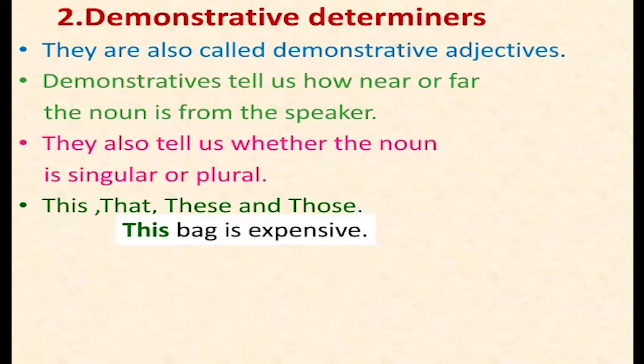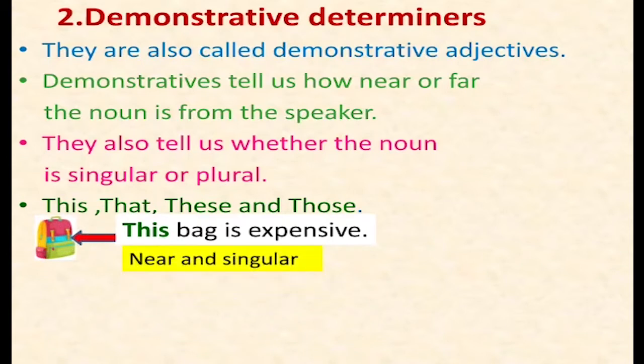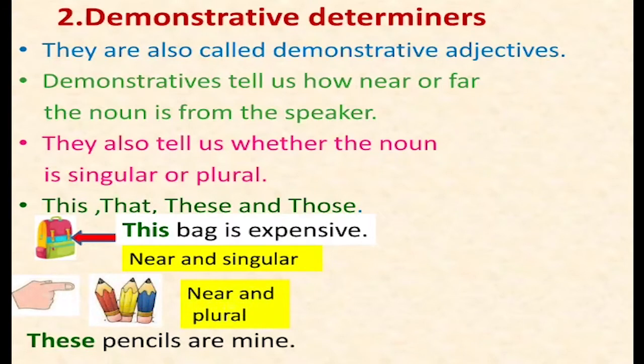For example, this bag is expensive. Here this shows that the bag is near and it is singular. These pencils are mine. Here these shows that the pencils are near and there are many pencils, plural. So, near and plural. Give me that book.